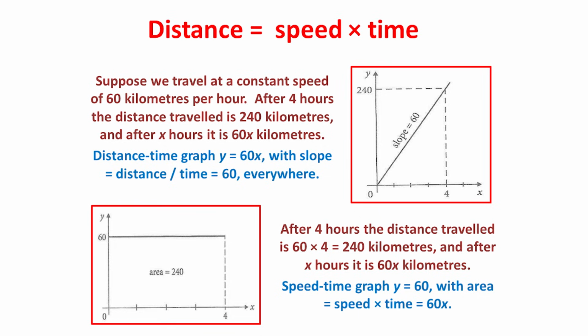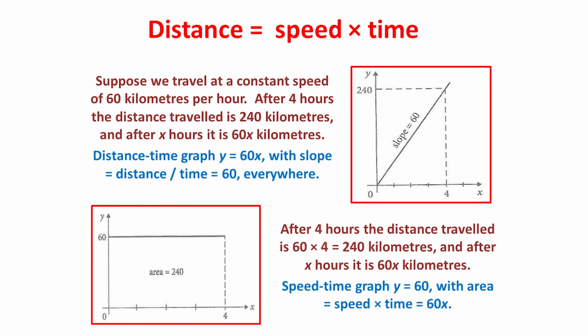Here's a simple example that illustrates both processes. Suppose that we're travelling along a road at a constant speed of 60 kilometers per hour. After 4 hours, the distance we've travelled is 240 kilometers. And after x hours, it's 60 times x kilometers. On the right is the distance time graph y equals 60x, showing the distances y that we've travelled after periods x of time. Here the slope, or distance over time, that is the speed, is everywhere 60.